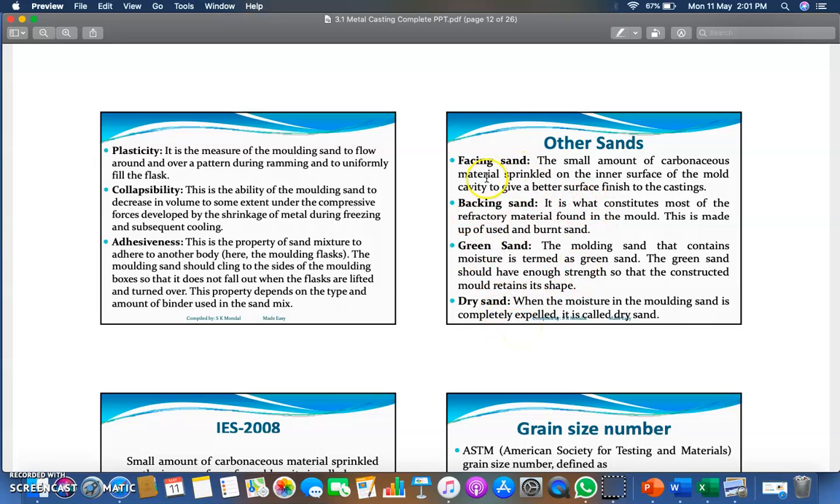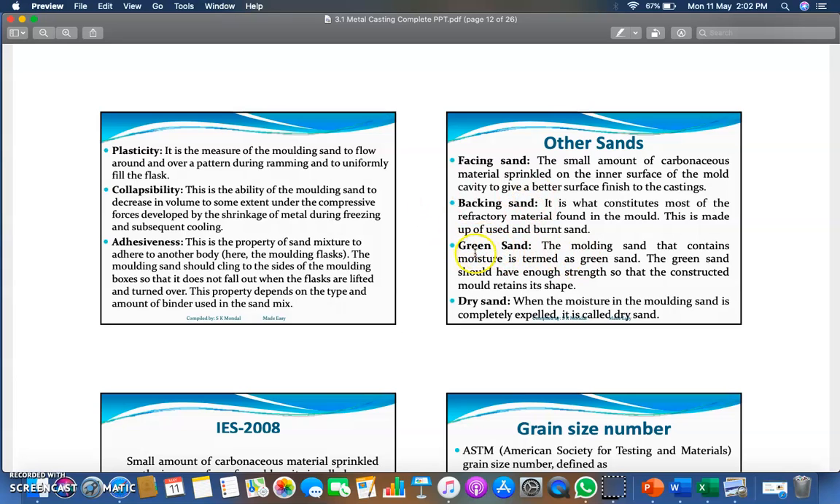Facing sand is a small amount of carbonaceous material sprinkled on the inner surface of the mold cavity to give a better surface finish. Facing sand is basically used to give a better finish to the casting, so for those parts facing sand is used. Next is baking sand. It constitutes most of the refractory material found on the mold. This is made up of used and worn sand, meaning baking sand is basically a reusable sand.